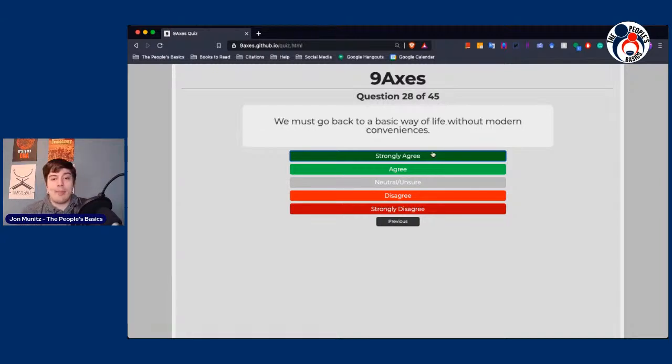Next, we must go back to a basic way of life without modern conveniences. I strongly disagree. We need to be moving forward. Mind you, I do think we are a bit overstimulated and we need to be responsive to how we as humans interact with our technology. But I don't think the path forward is making life less capable. It is making society more capable. So I'm going to disagree. I'm not going to strongly disagree because I do think there are excesses that we should scale back. But overall, we need to move forward rather than go backwards.